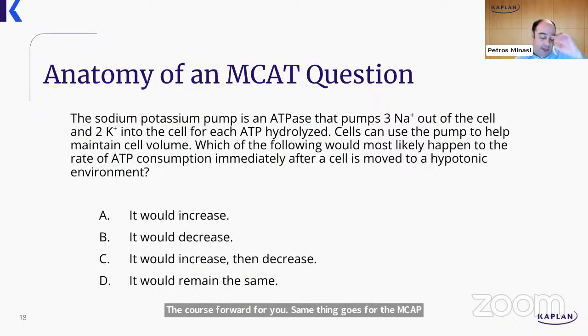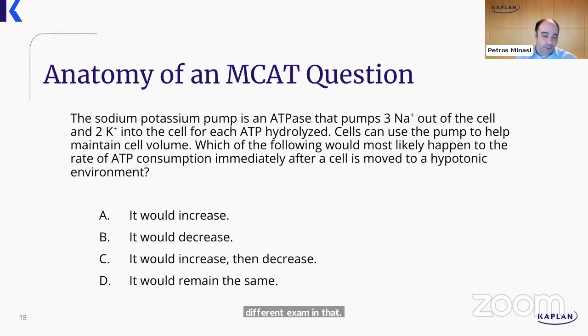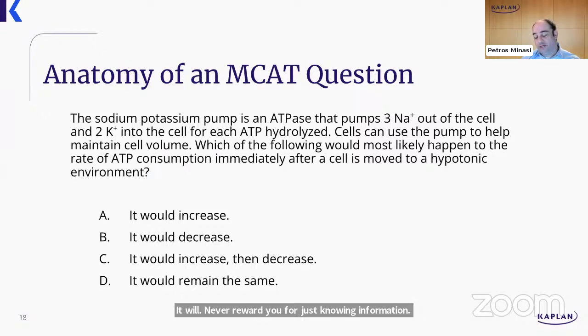The other thing about the MCAT is that it is a different exam in that it will never reward you for just knowing information. It's always going to reward you for being able to apply the information. So what I wanted to do here was kind of walk you through a very typical MCAT question. This is a discrete question. There are a number of MCAT questions that are not tied to a passage. This is an example of one of those.